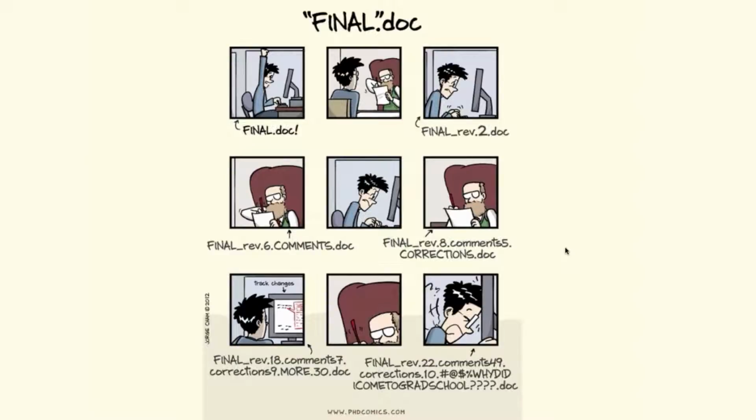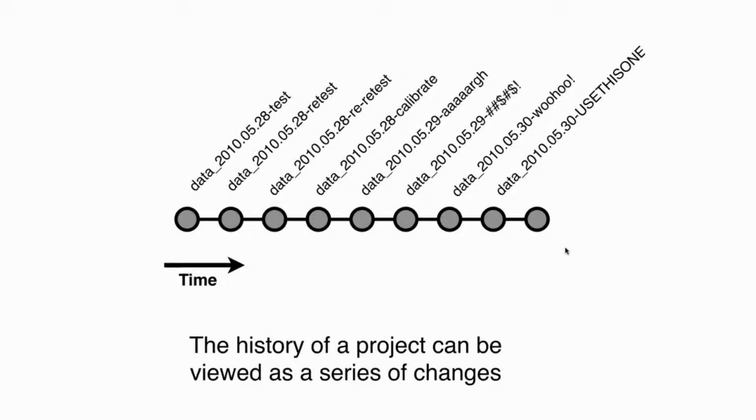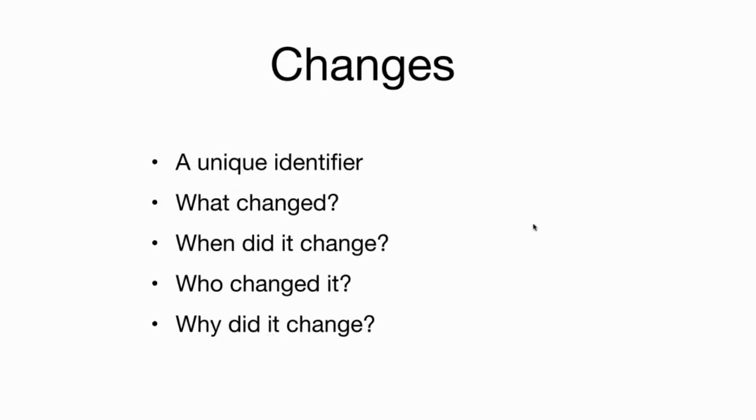So creating multiple versions of the same file is useful, but it has some big drawbacks. And I think the way to see that is to think about your project as a series of changes. Over time, you're going to start off in one place, and hopefully you're going to get closer and closer to the final result. And when you think about what you want to store when you record a change, I think there are really five important things. So first of all, you need some kind of unique identifier.